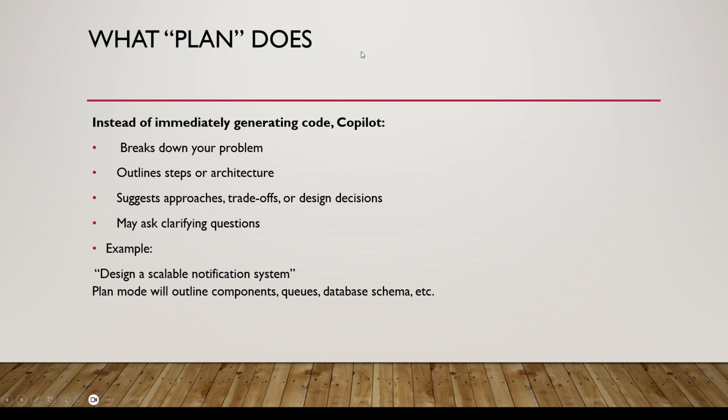So now we'll come to plan mode. Whenever we have some complex task where the result requires multiple iterations or multiple steps to be followed in order to generate the response, we use plan mode. Instead of immediately generating code, it will break down the problem into multiple subtasks or subproblems, and then outline the steps or architecture that is required to solve that problem. It will suggest different approaches and then weigh different trade-offs and design decisions. Whenever it has questions, it can also ask clarifying questions.